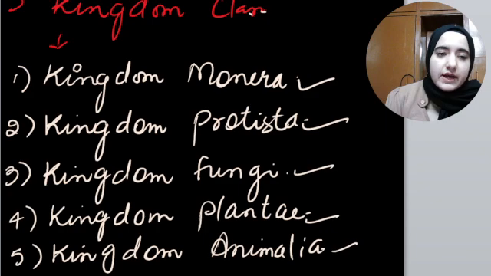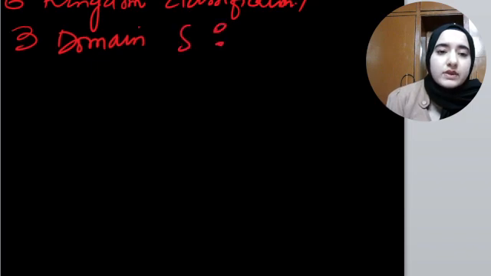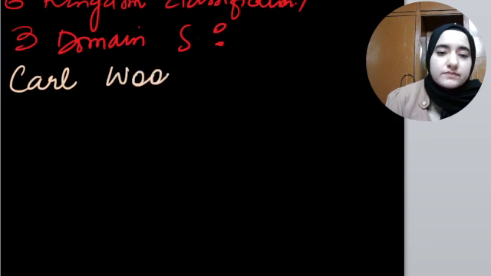See, after five kingdom classification, we had six kingdom classification as well. What's the difference between six kingdom classification and five kingdom classification? Another name of six kingdom classification is the three domain system. It was given by Carl Woese.